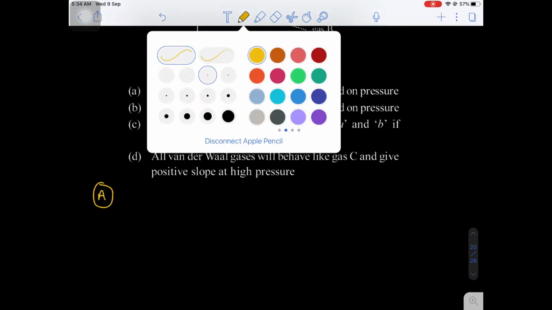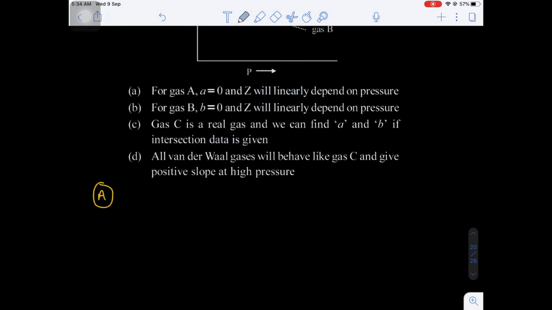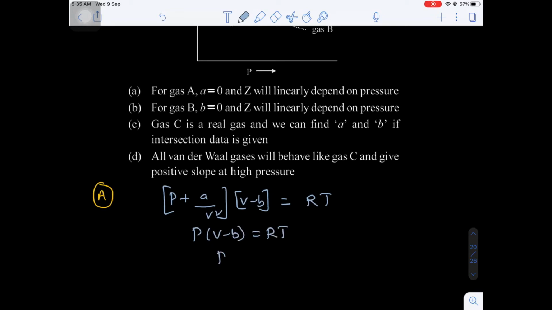Now here, if you see the first option, what is the first option given here? For a gas capital A, small a value is 0. Now for 1 mole of a van der Waals gas, the equation is (P plus A by V square) into (V minus B) equal to RT. If you put the A value 0, you will get P into (V minus B) is equal to R times T.